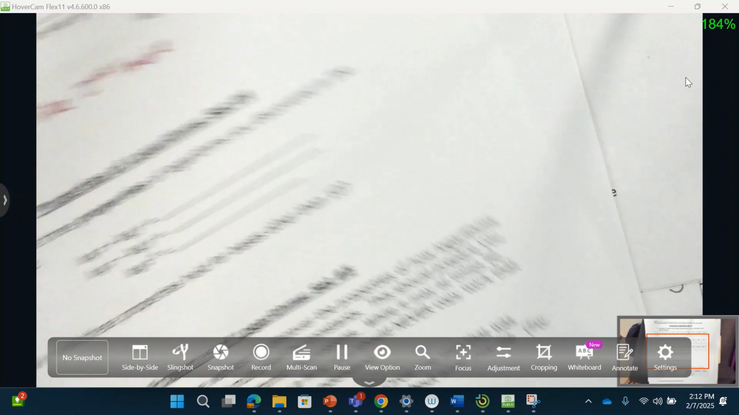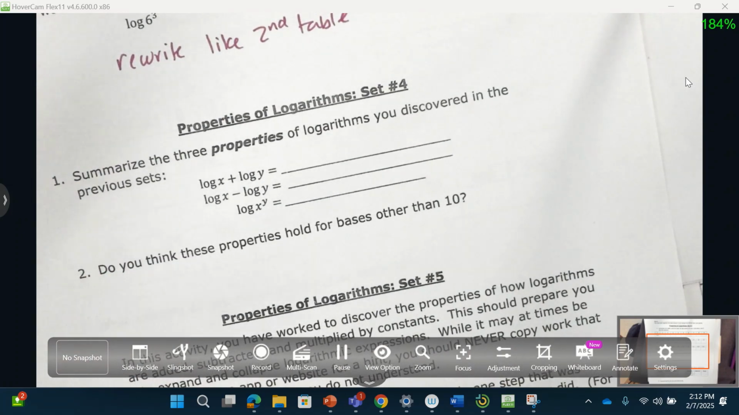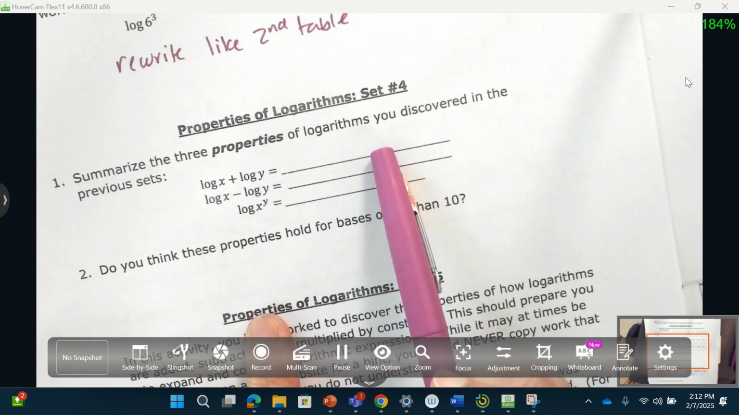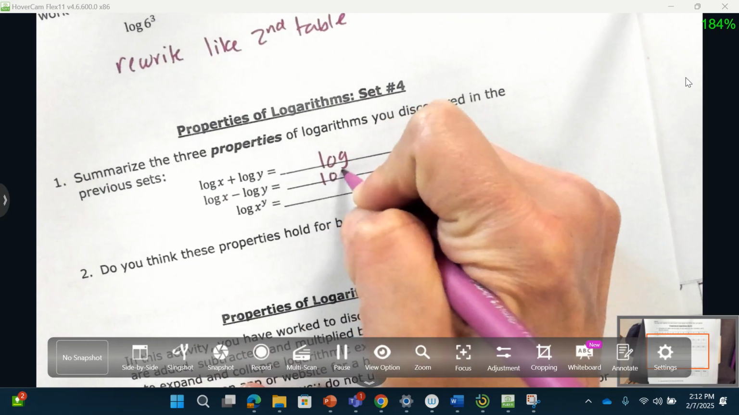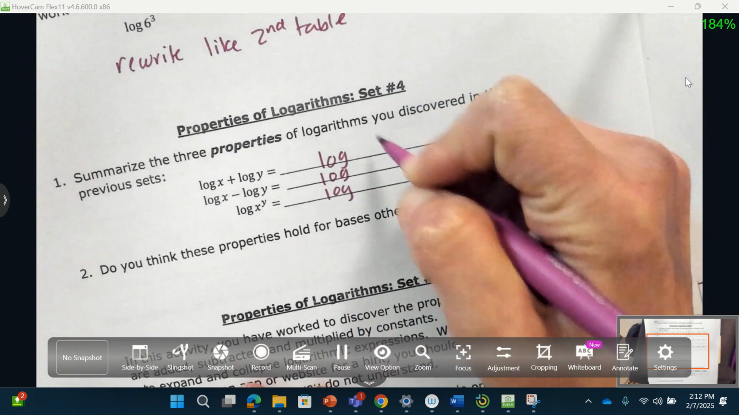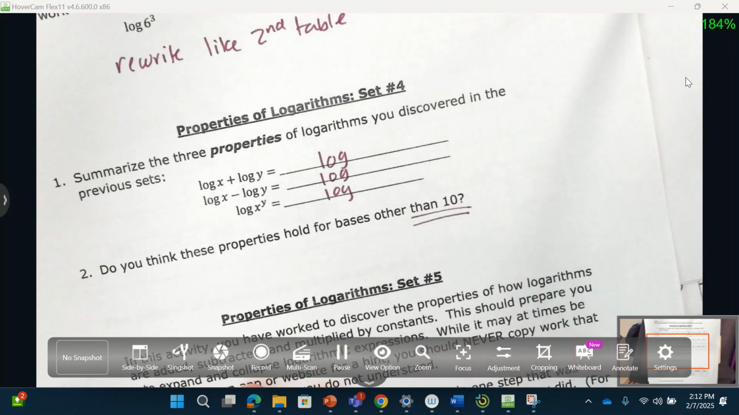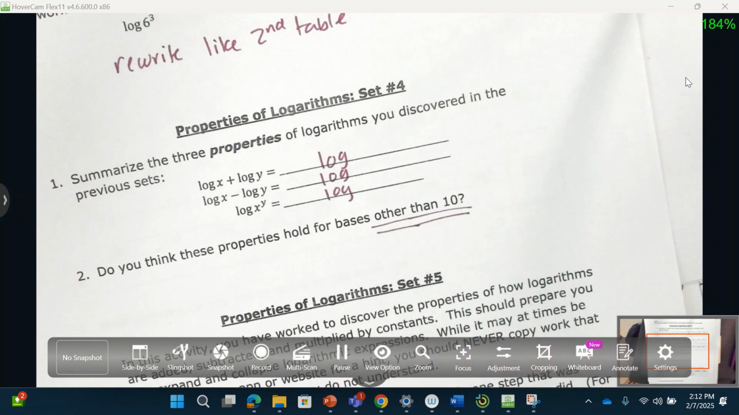And then the last question is, now that you have worked through all of this, write these using the properties. So there should be like a log in each of them somewhere, okay, with some other stuff around it. And the last question, do you think this will work with bases other than 10? If you listened carefully to this video, I actually answered that.